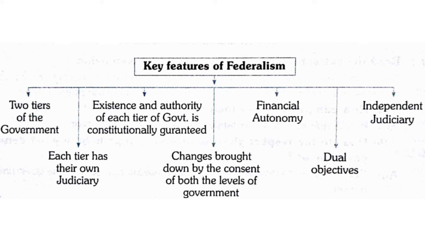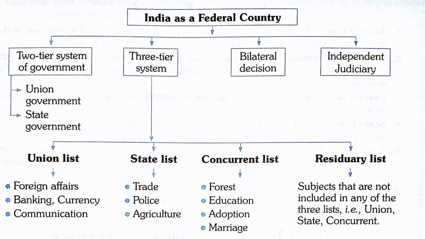And the last feature is that there is mutual trust and agreement between the governments at different levels. So as I said, if all these 7 features exist in any government, that particular government or country will be termed as a federal country or a federal government. So now we have seen that all these features apply to the provisions of the Indian Constitution.